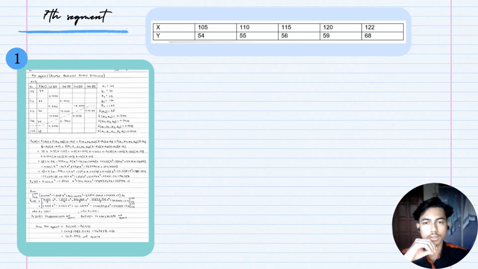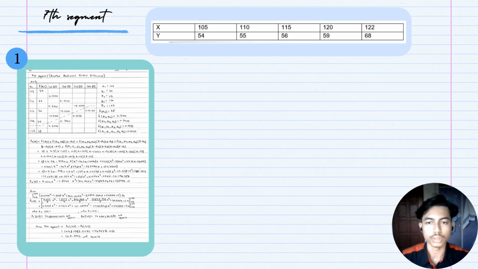Now for the last segment, the different part from the other forward divided difference is we use Newton backward divided difference. The method is almost the same. First, we form the table from the data, but we use the lower part from the table, which is from the 122, 68, 4.5, 0.7, 0.0633, and 0.004.